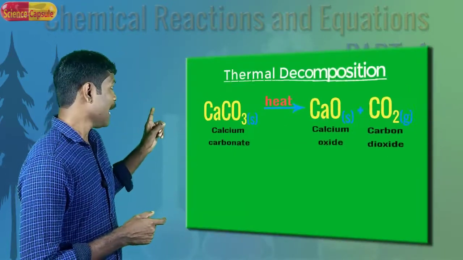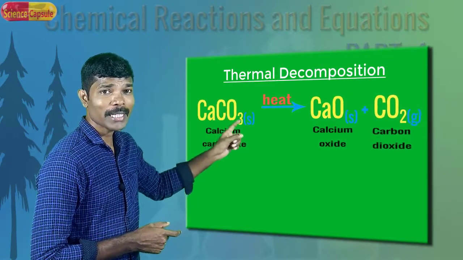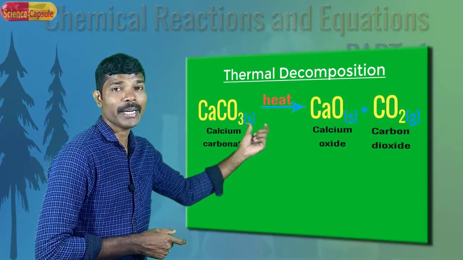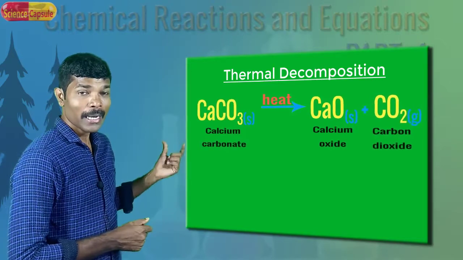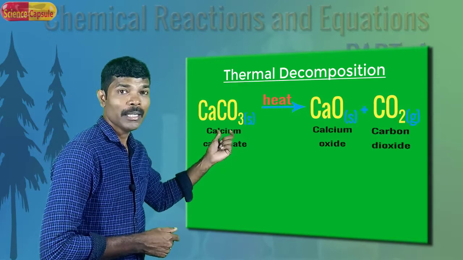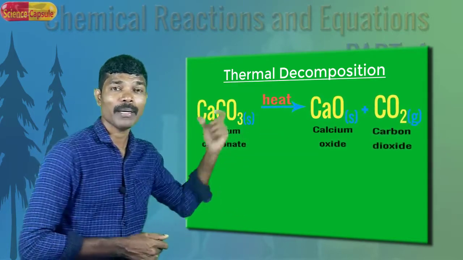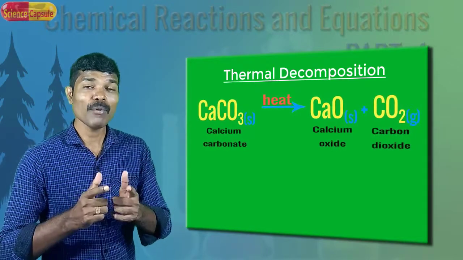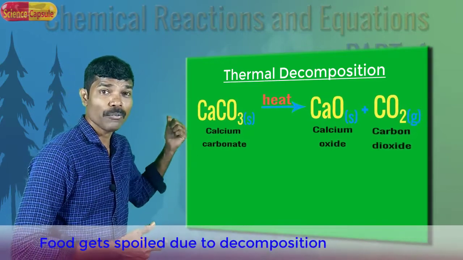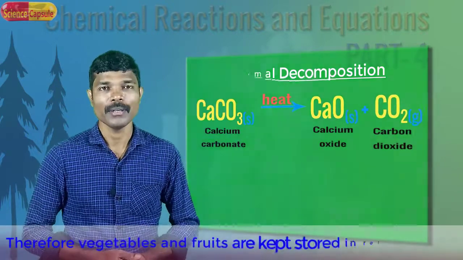Here you see calcium carbonate undergoes decomposition. As a result, on the product side, you can see two simpler substances, that is calcium oxide and carbon dioxide. Here the decomposition takes place under the influence of heat. That means by heating calcium carbonate, we get calcium oxide and carbon dioxide. Here thermo means heat, so the decomposition reaction is taking place in the presence of heat. So the chemical reaction is known as thermal decomposition.